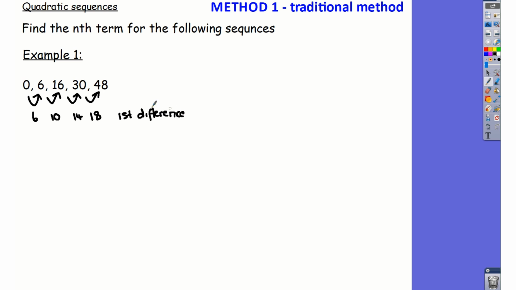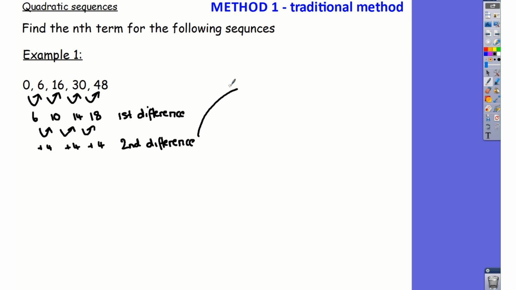If you notice, these are not consistent. It is not the same value each time, and in that case that means we need to calculate a second difference. So looking at the second difference, this time we have add 4 again and add 4 again. So the second difference is the same. Now the second difference is add 4, and there's a bit of a rule that we need to learn.